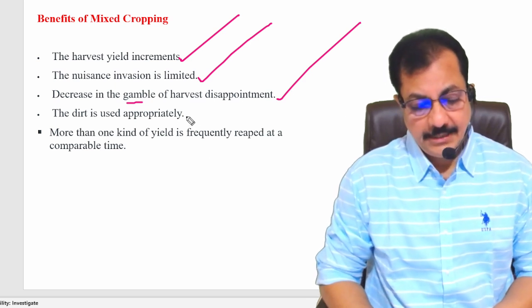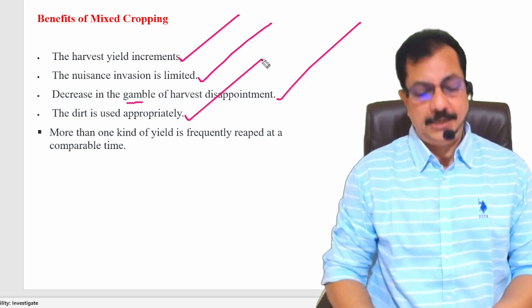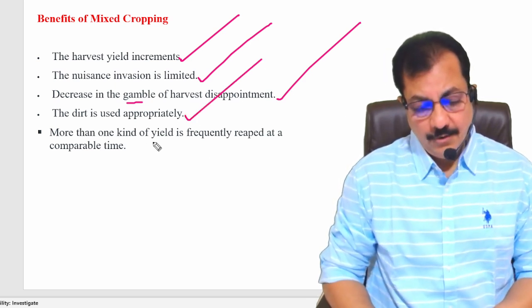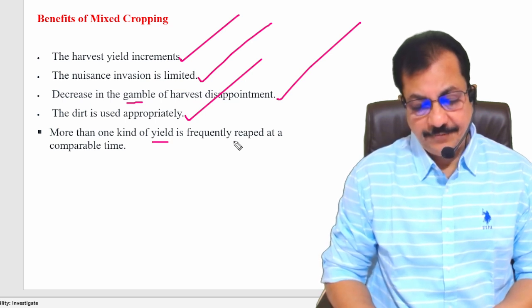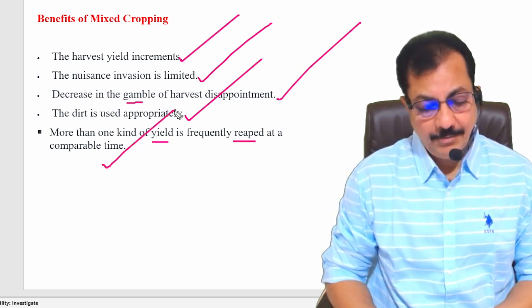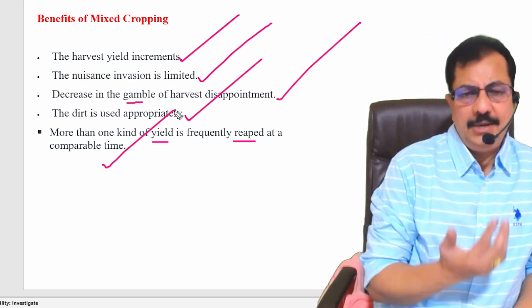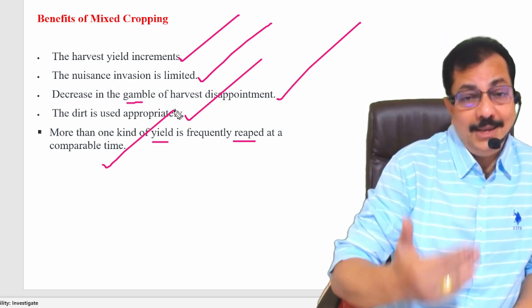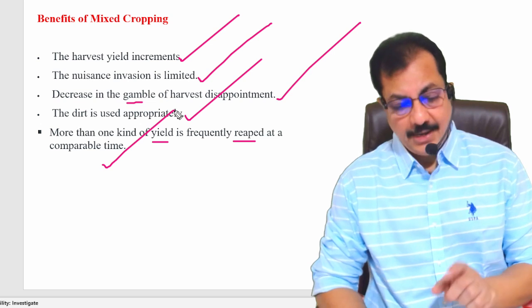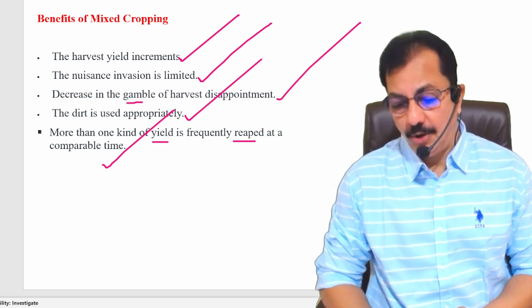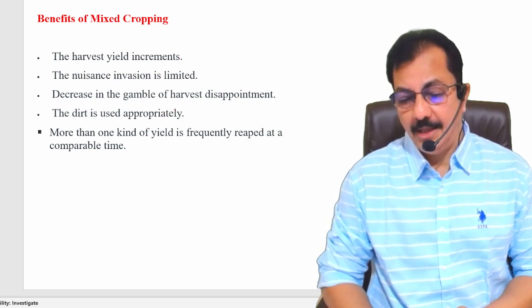Clear? And the soil is used appropriately. More than one kind of crop is frequently reaped at the same time. This is another advantage. Instead of going for one crop, more than one crop is coming into the picture under the mixed cropping system. Am I clear?